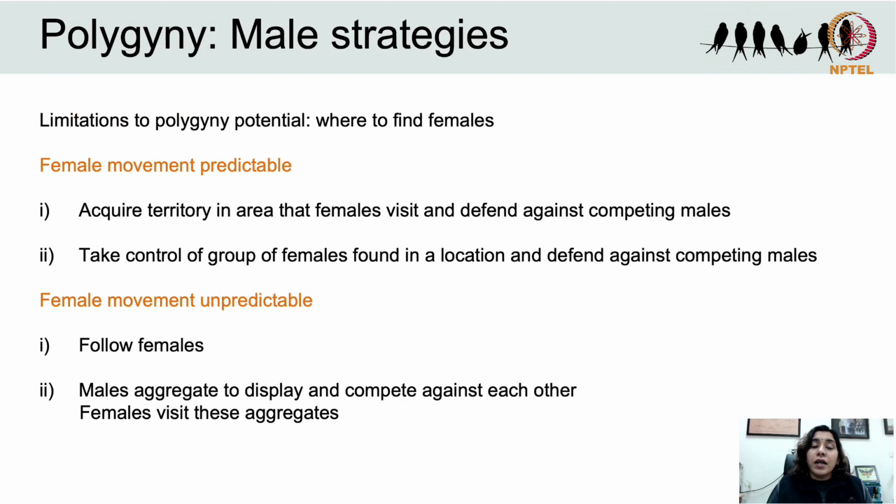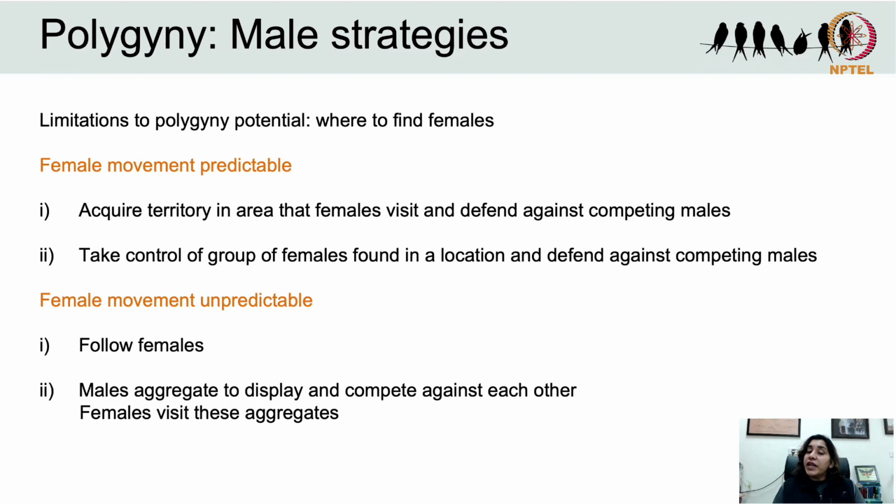Now, what strategies can the males adopt in order to maximize their chances of mating? It really depends on many factors, and one of the most important factors, as we discuss, is where to find the females. Suppose that the female movement is predictable in relation to the location of, say, critical resources like food or nesting sites or roosting sites. Now, females will arrive at these locations individually in search of these resources, and if they arrive in an asynchronous manner, not necessarily together in a large number, then what a male can do is simply acquire a territory in that area where the females visit and defend that territory against competing males, and wait for the females to arrive.